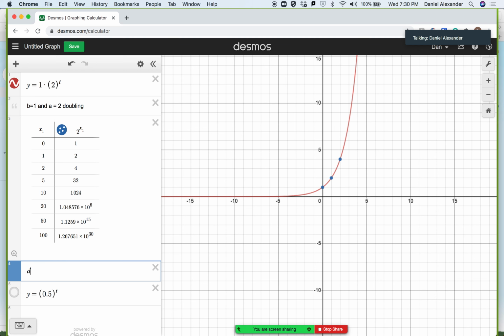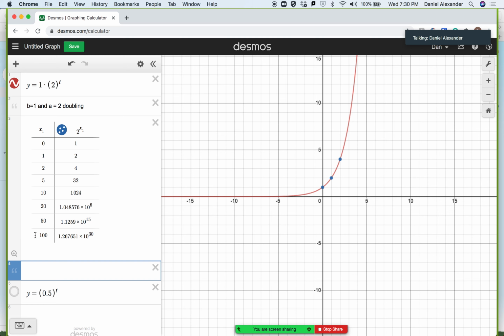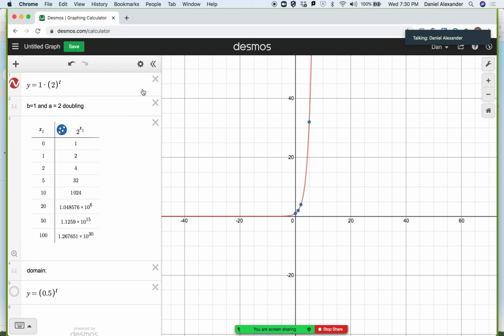We see the domain. Oops, sorry, I want to write my comment. There we go. The domain. If you look at the graph, it looks like we can plug in every number, and you can. There's no number you can't plug in. 2 to a negative power is a reciprocal, we'll look at that later. 2 to a positive power is a very big number. So our domain is going to be all reals.